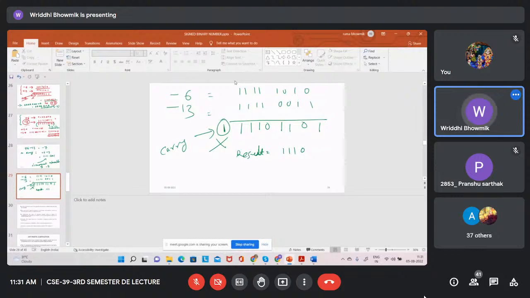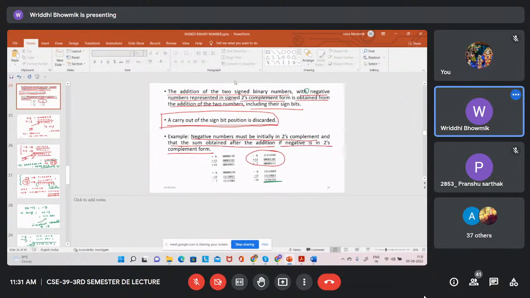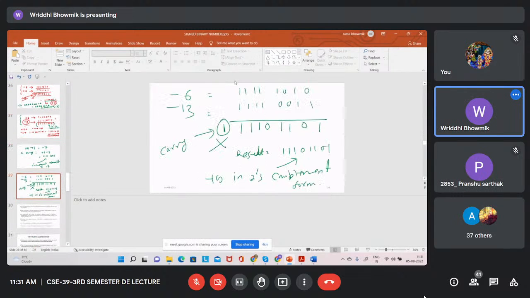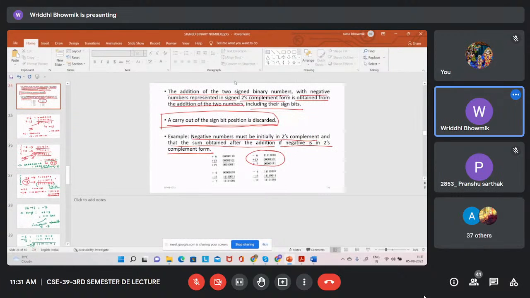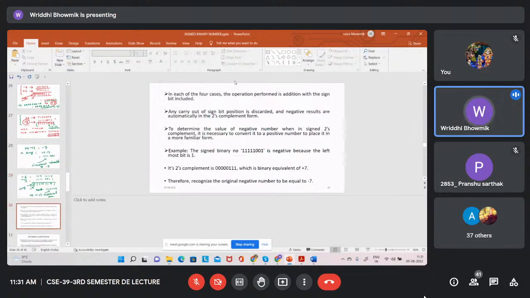Finally, the result is 1 1 1 0 1 1 0 1. So this result is nothing but minus 19 in 2's complement form. Okay, minus 19 in 2's complement form. You see, 1 1 1 0 1 1 0 1. Okay. So in this way, we will do the subtraction operation.